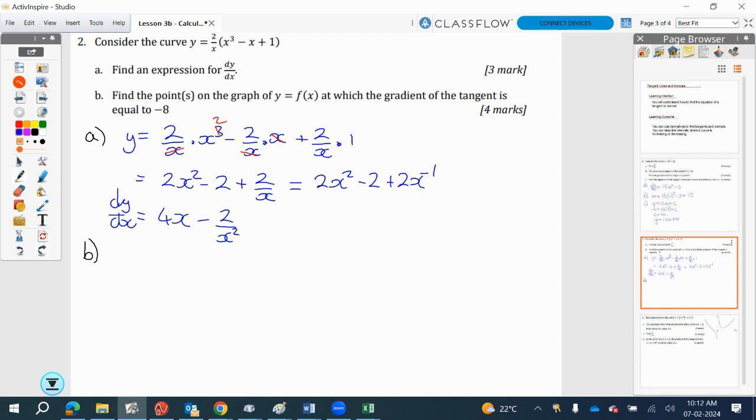Don't forget to multiply this. Look at the number of marks the question has. It does say point or points, and there are 4 marks, so it can't possibly be simply saying equals minus 8 and getting one answer. There's got to be more than one. I don't know if there is, but looking at the marks, there's got to be more than one.